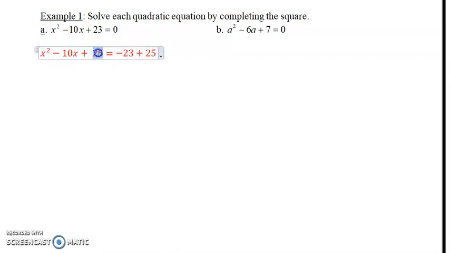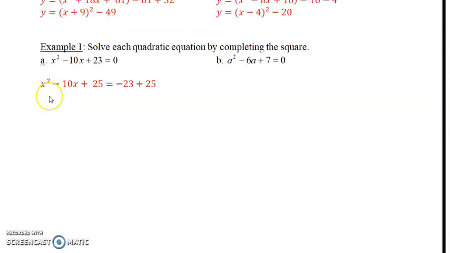Now this part here will change into x minus 5 squared, as we did when we were completing the square to change into vertex form, and the negative 23 plus 25 becomes 2. So now we have this interesting equation. I know normally before we would take this and use the quadratic formula to solve it, but now it asks us to solve the equation by completing the square. So we're solving for x in a different method.